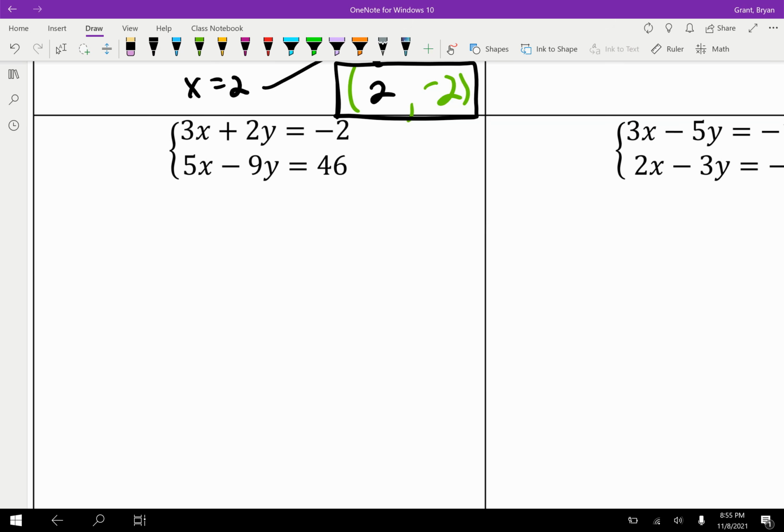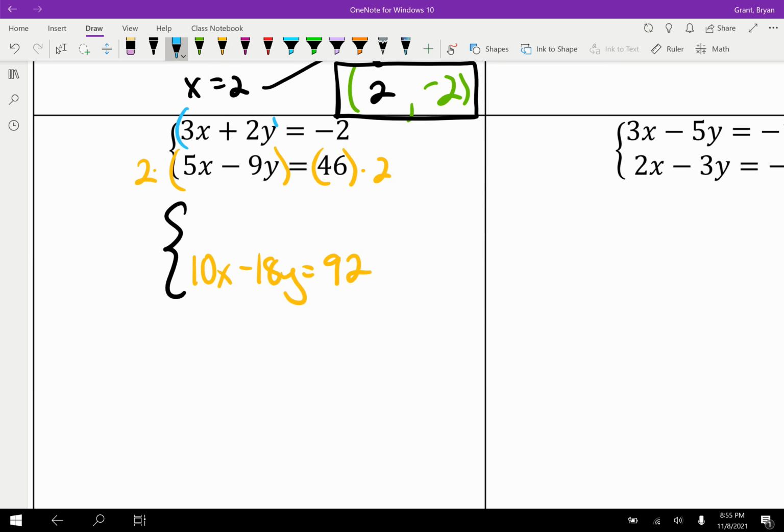It's totally your choice here. I noticed that one is negative, one is positive here. So what I'm going to go through and do is multiply this bottom equation by 2. And so what that's going to do with the bottom equation is give us 10x, doesn't matter, but minus 18y. That's the key one. 2 times 46 is 92.